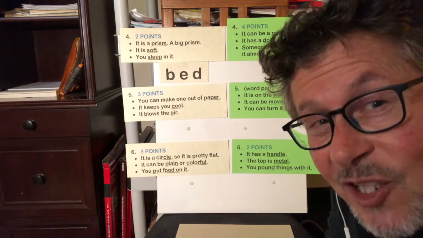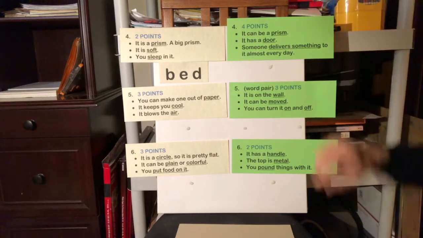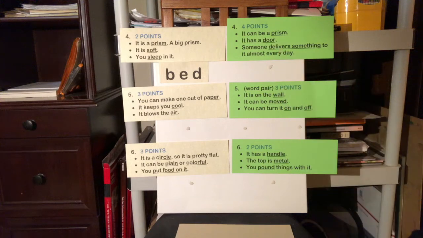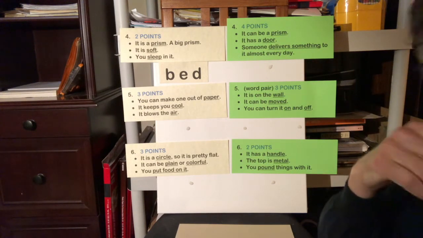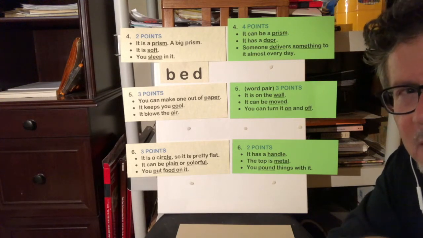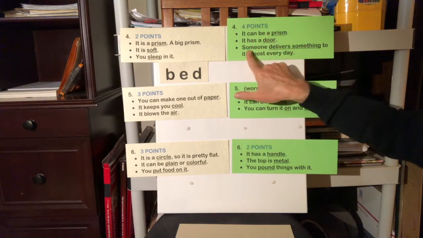I think it's going to be a little tricky. Maybe. It can be a prism. It has a door. Well, we already got the first one with the prism and the door. This must be something different. It's a prism with a door.